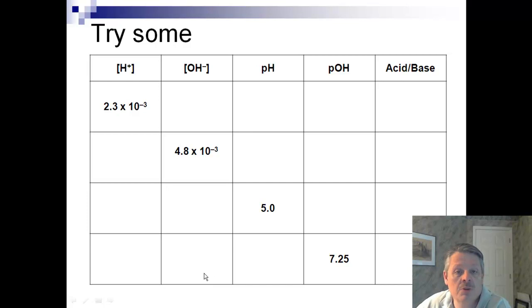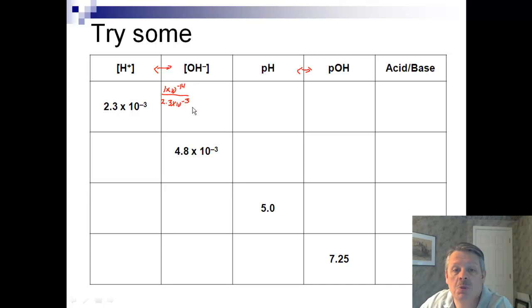So I'll do one for you, right? Just so that you can figure out how to make these things happen. Going between these two and going between these two is very easy, right? Because here all I have to do is add them up to get to 14, and here all I have to do is multiply them to get to 10 to the minus 1 times 10 to the minus 14. So if I just do this one, this is going to be 1 times 10 to the minus 14 divided by 2.3 times 10 to the minus 3.